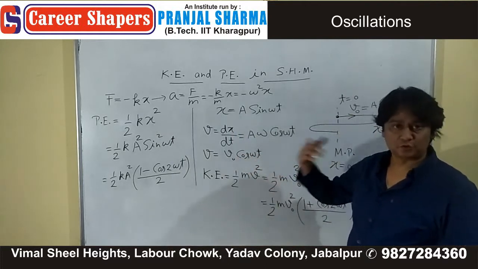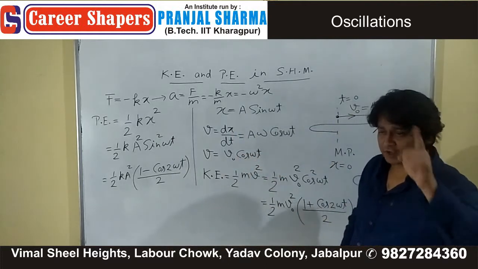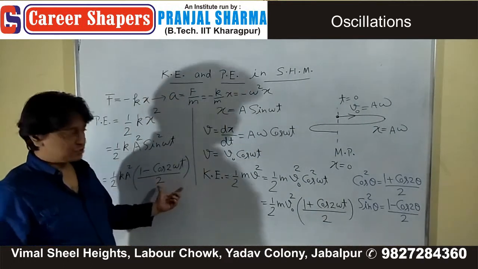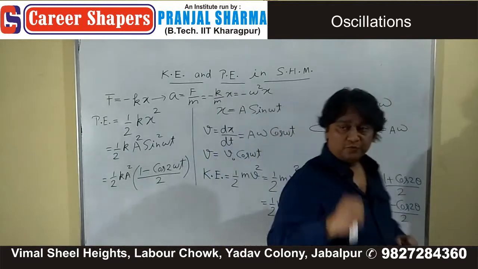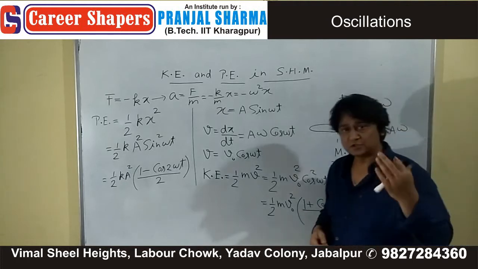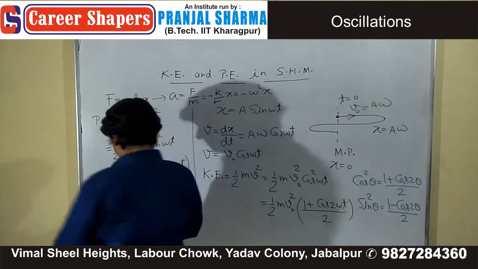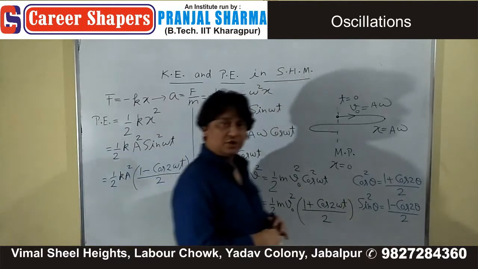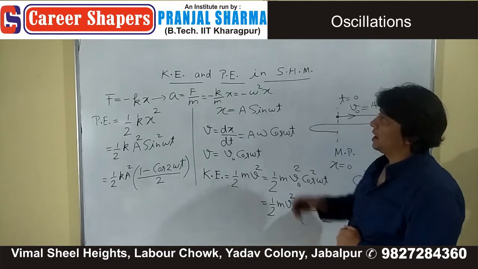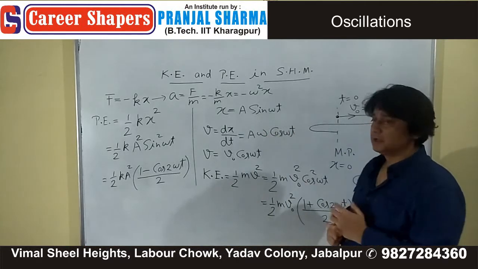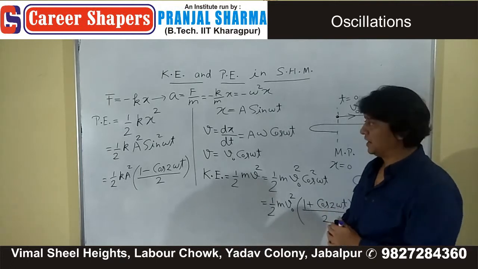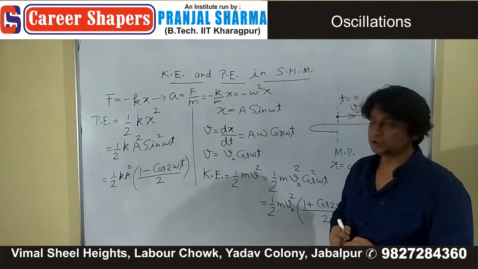What's the meaning of 2 omega? We'll see that, but first write down the statement which is coming from these two things. If the frequency of SHM is F, then the frequency of kinetic energy and potential energy is 2F.